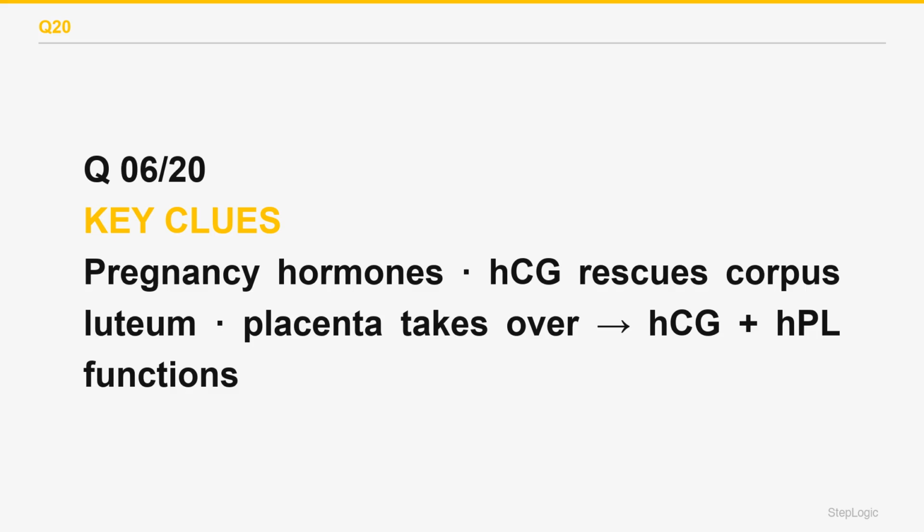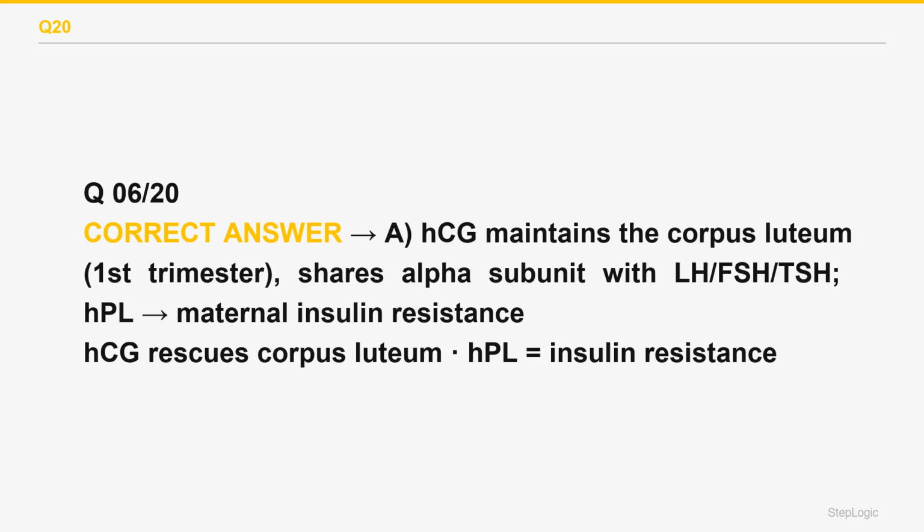Human placental lactogen, HPL, is diabetogenic. It promotes maternal insulin resistance to shunt glucose to the fetus, contributing to gestational diabetes. The correct answer is A.